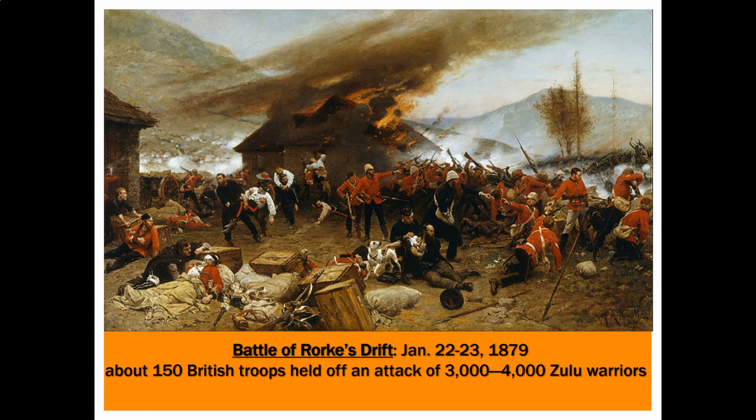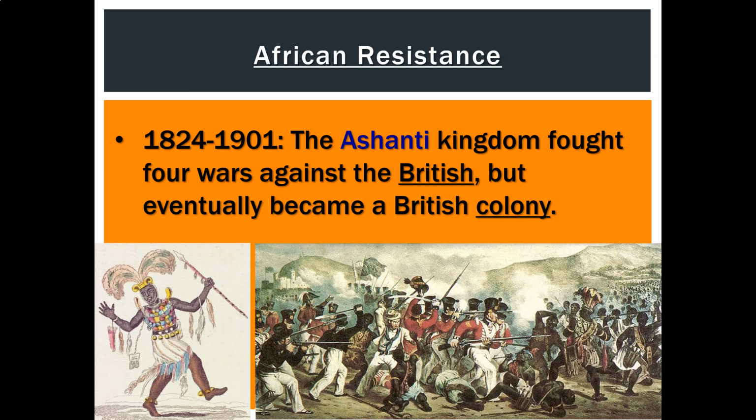A great example of this would be a battle called the Battle of Rorke's Drift, which took place in January of 1879. This little British outpost was surrounded by thousands of Zulu warriors. There were only 150 troops, but the British held off that attack because of their firepower. So it shows you a small number can hold out against a vast number of poorly armed attackers.